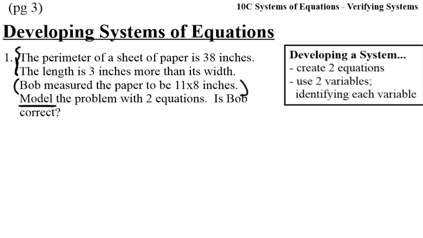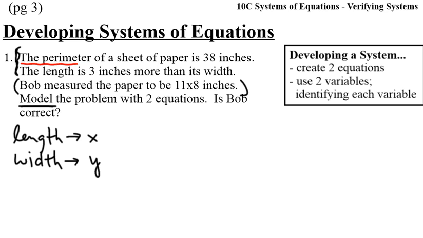We want to model what's happening. What don't we know? We don't know the length or the width. That's what our unknowns are. So that's what we're going to use as X and Y, because there's two things we don't know. So that's what we're going to identify. Once we know that, now we need to create two equations. We need to find two pieces of information that are going to help us with that.